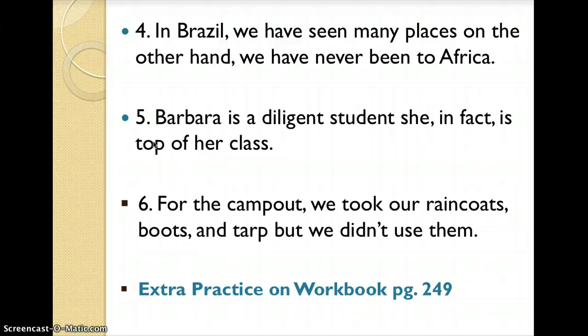And try it one more time with these. Okay, here are the answers. In Brazil, we have seen many places, semicolon. On the other hand, we have never been to Africa. 5, Barbara's a diligent student, semicolon. She, in fact, is top of her class. And 6, for the campout, we took our raincoats, boots, and tarp, semicolon, but we didn't use them.